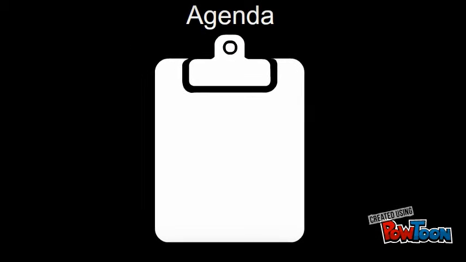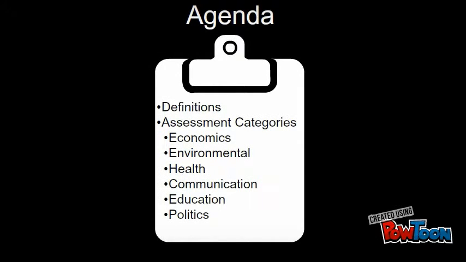Let's take a look at today's agenda. We will define globalization and what it means to have a better place to live by looking at 6 categories that include economical, environmental, educational, and political impacts, as well as health and communication.